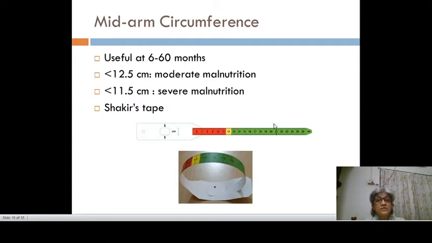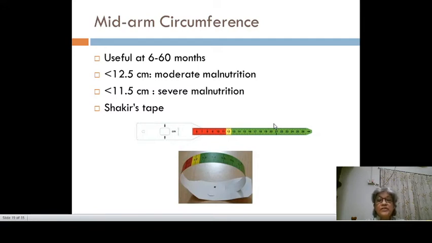Then we come to mid-arm circumference. When is it important? It is a very important marker of malnutrition. Less than 12.5 centimeter indicates moderate malnutrition. Less than 11.5 centimeter indicates severe malnutrition. Actually, severe acute malnutrition can be diagnosed with this one single parameter. But when is it useful? It is useful only between the age of 6 months to 60 months.